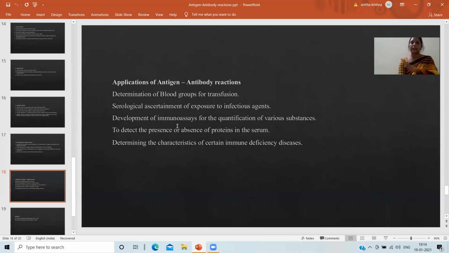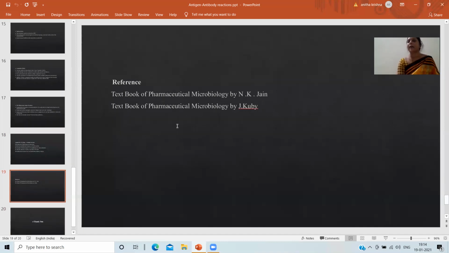So these are the different antigen antibody reactions and their applications. This is a very, very important topic from your examination point of view. Hope you all understood the topic. You can get this topic from your textbooks, and you have a lot of information on the internet, so feel free to go through it. Don't skip this topic. It is one of the most frequently asked questions.